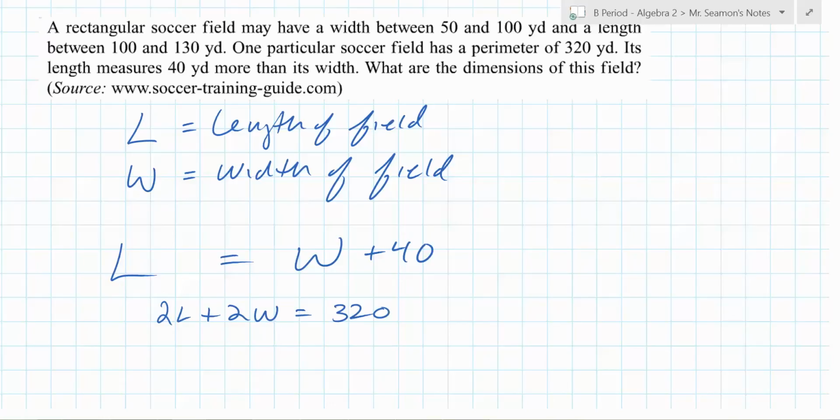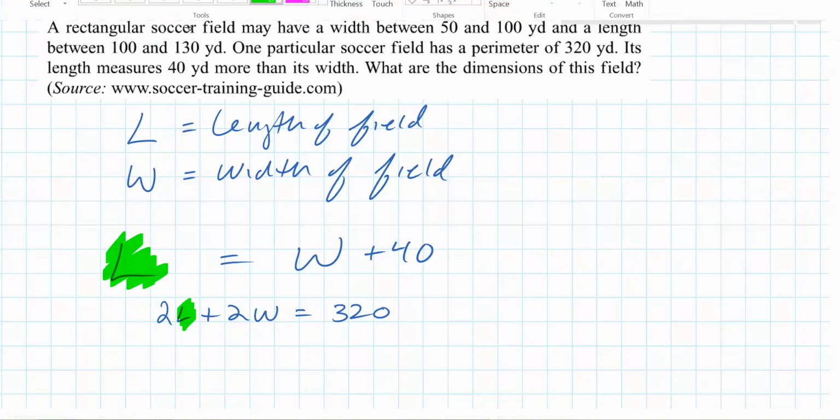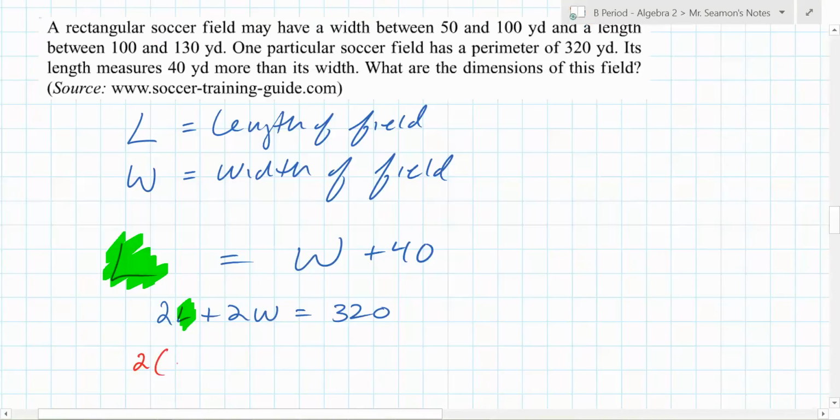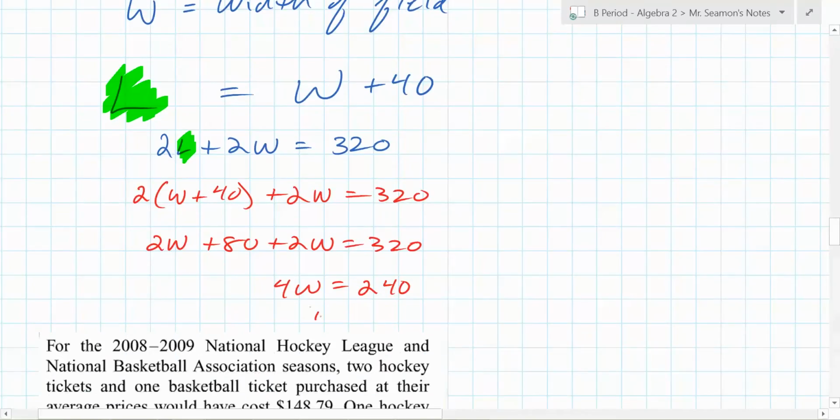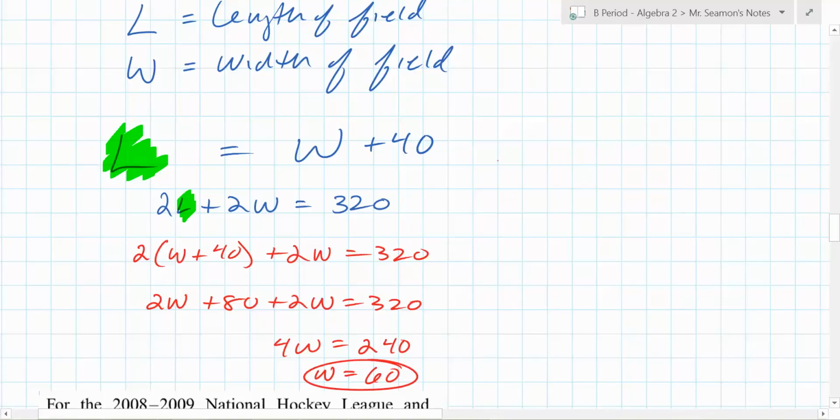Two. And look, is L already isolated? Yes, so L is right here, and L goes right there. So if I plug it in, I get 2 times what? W plus 40, and then plus 2W equals 320. So we distribute like we've done before. 4W equals 240. So what does W equal? 60. We're not done yet because we have W. L is equal to 60 plus 40, which is 100. So this field is 60 by 100.